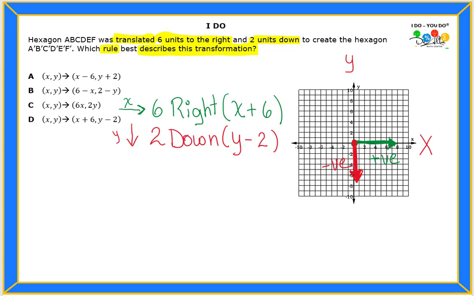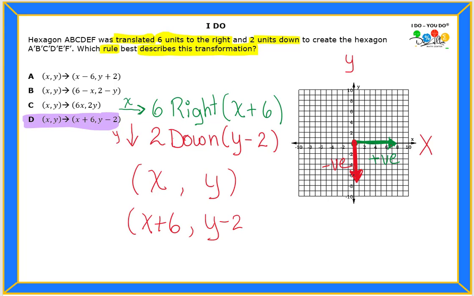Look at the answer choices now, and let's see which one matches my answer. Okay, yes, if you notice, X plus 6 is right here, and then y minus 2 is right next to it. So my answer choice is letter D. So if you were to write it completely together, think about it. This is X and this is your Y. So the X, I'm adding 6 to the X and I'm taking away 2 from the Y. So this is the way my rule is going to look, okay?